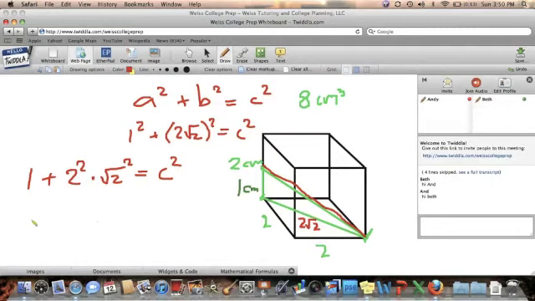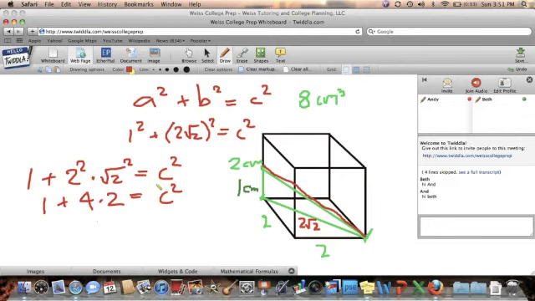So if I had the square root of 9 squared, it would be? 9. Exactly. The square root of 27 squared would be? 27. Very good. So the square root of 2 squared is? 2. Beautiful. Okay, so now we have here 1 plus 2 squared. You told me that was 4. 4. Times 2 equals c squared, correct?